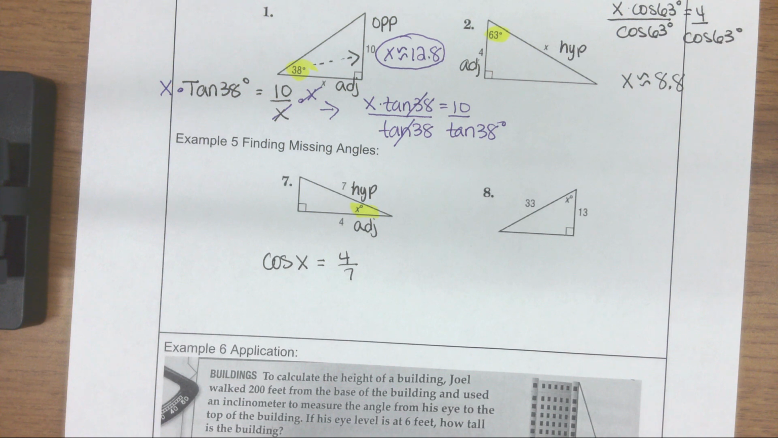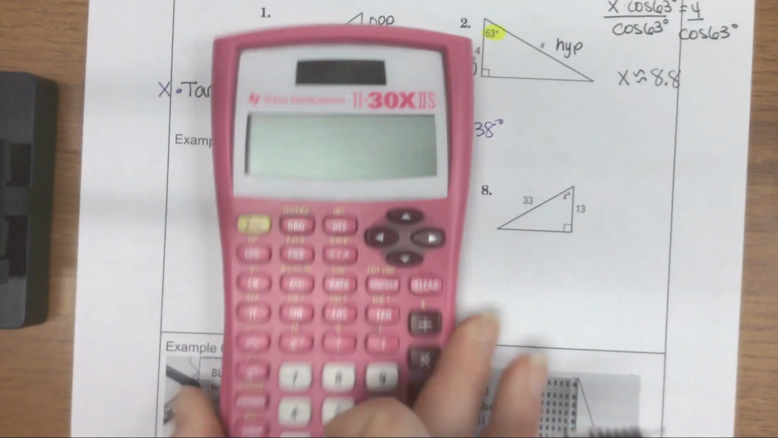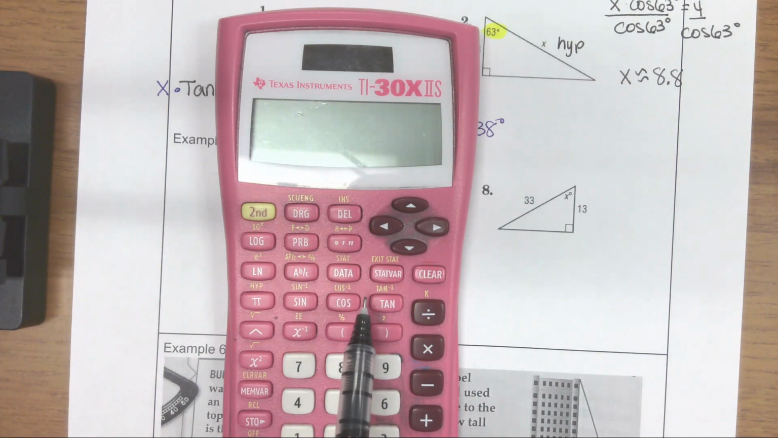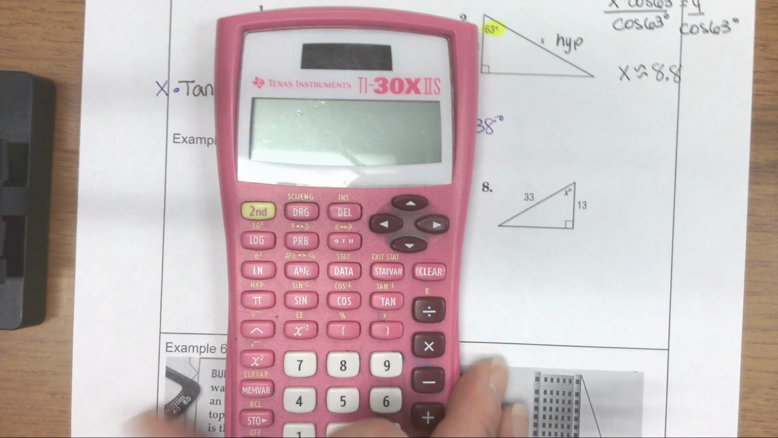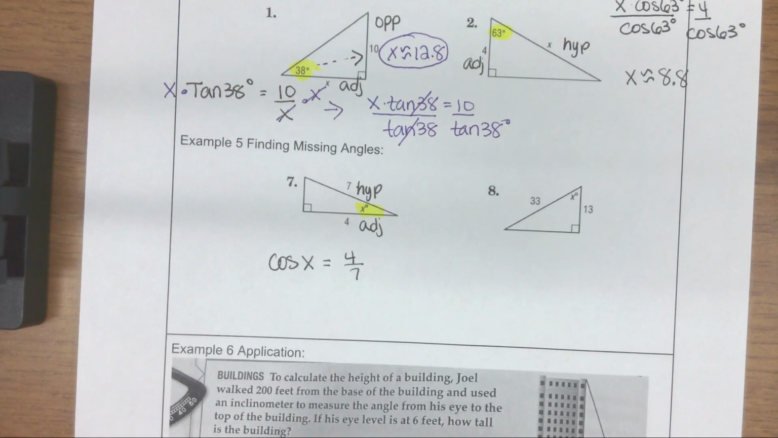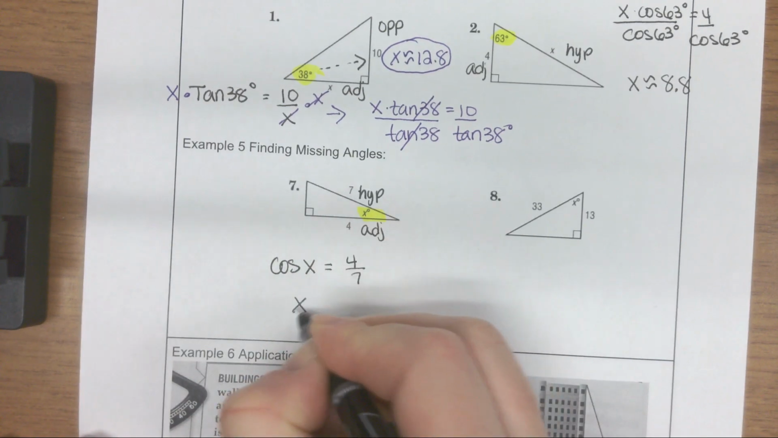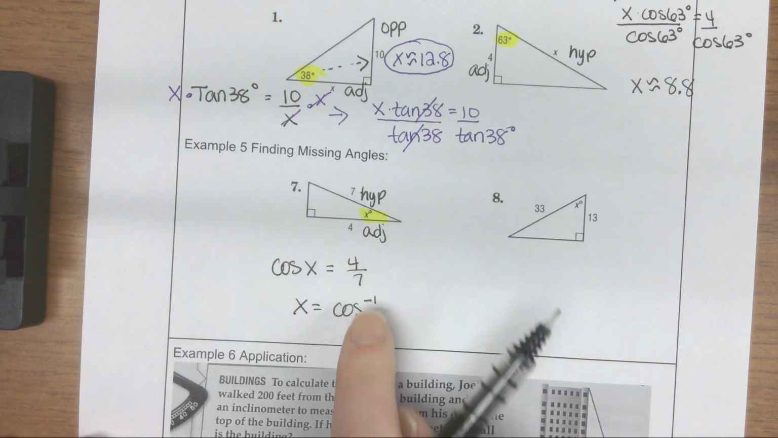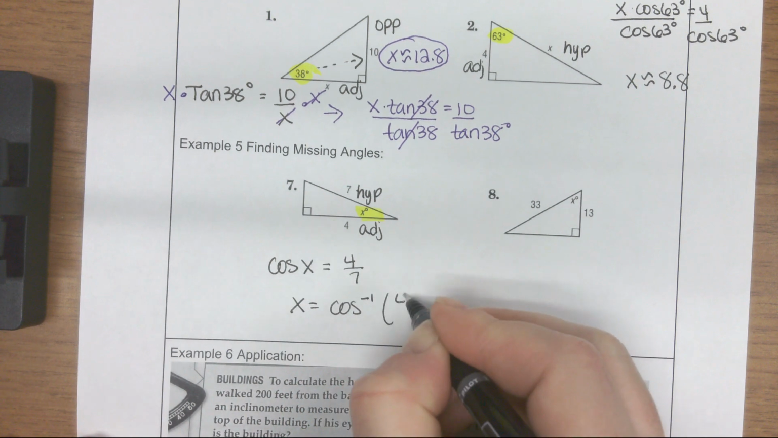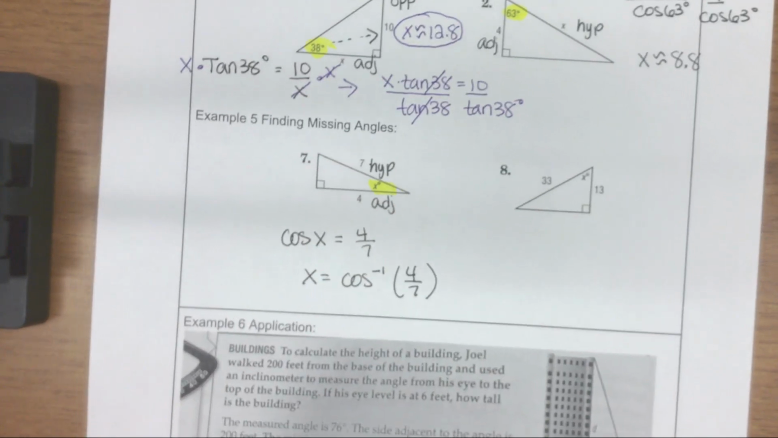Okay. So you can't just divide the word cosine. It doesn't work like that. You have to undo the cosine. So the way you undo a cosine are these little -1 keys. They're called inverses. And what these keys do is if you know what the cosine is, it will find the angle for you. I know what the cosine is. The cosine is 4 over 7. So to find x, I take the cosine inverse of 4 over 7. So this time for finding angles, you use the inverse functions.